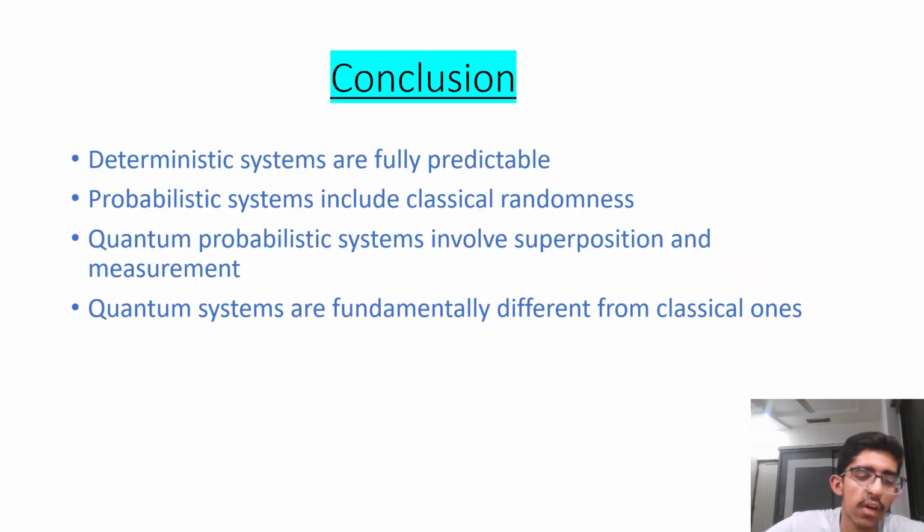So, the conclusion is that deterministic systems are fully predictable. Probabilistic systems include classical randomness. Quantum probabilistic systems involve superposition and measurement. Quantum systems are fundamentally different from classical ones.